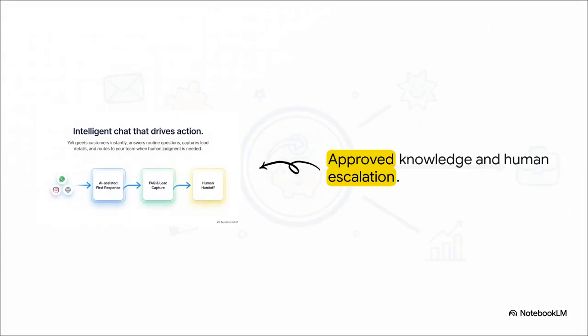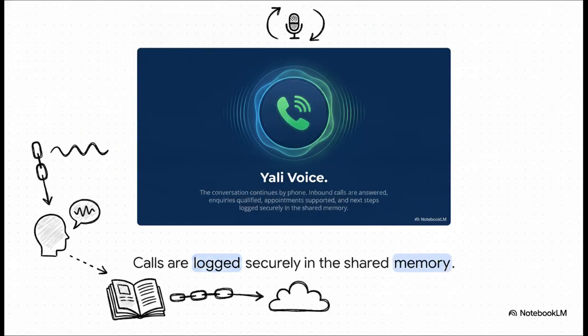Now, you might be wondering about control. Don't worry, Yali operates on bounded actions, using only your approved knowledge to give those immediate first responses. It captures that buying intent instantly and then smoothly routes the conversation to a human team member exactly when real judgment is required. And get this, even a phone call won't break the chain. Inbound voice inquiries are qualified and logged securely right into that exact same continuous customer story.